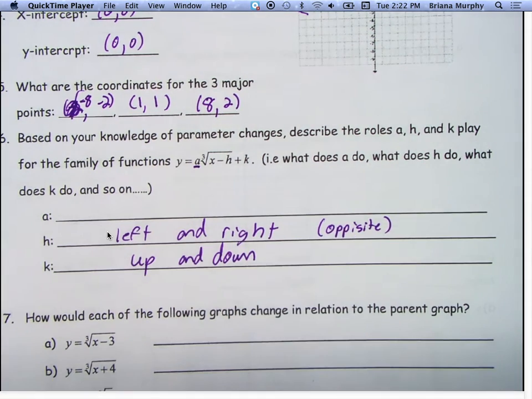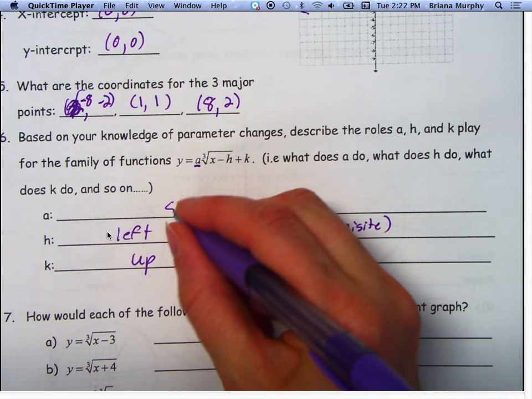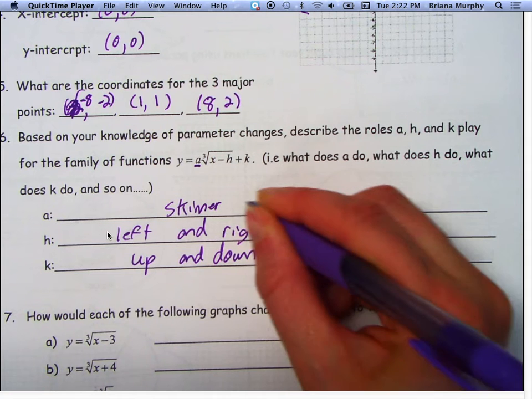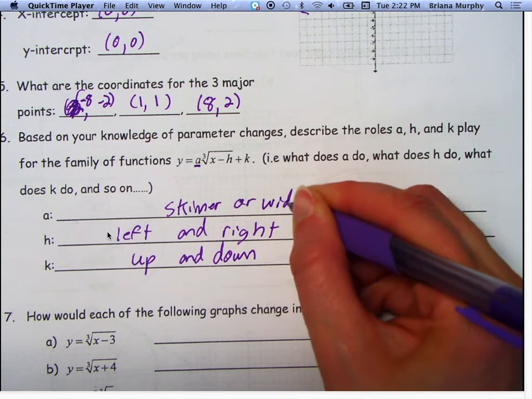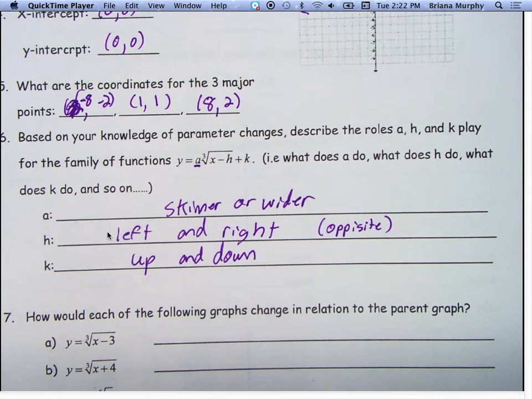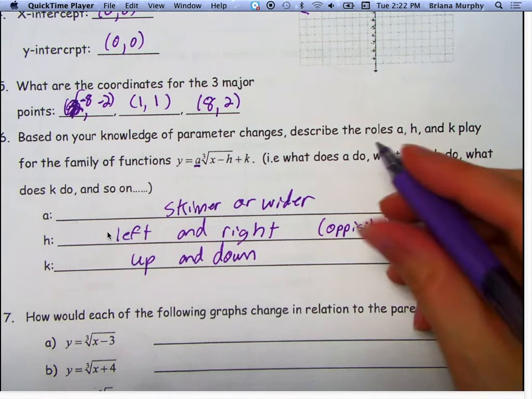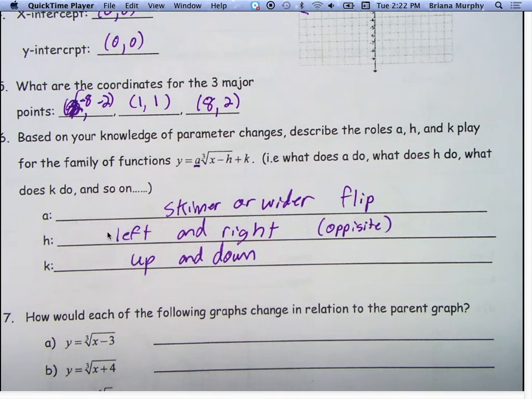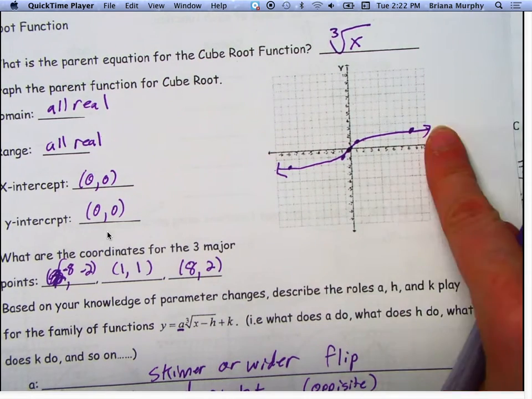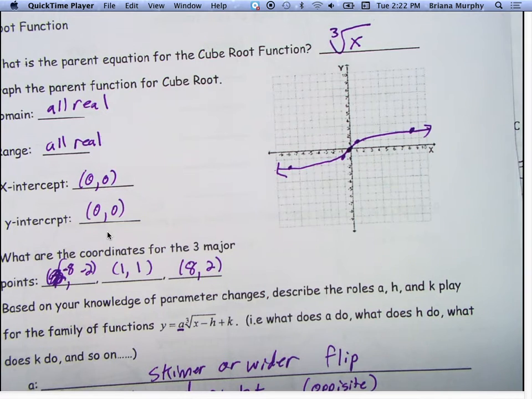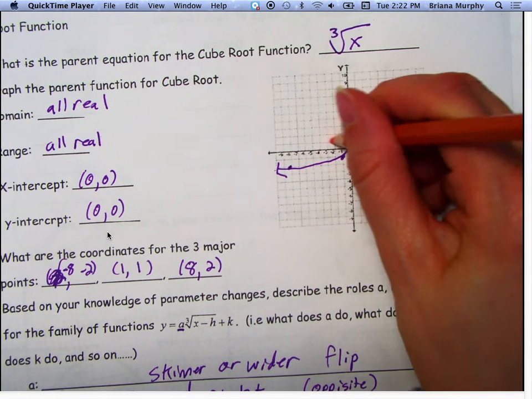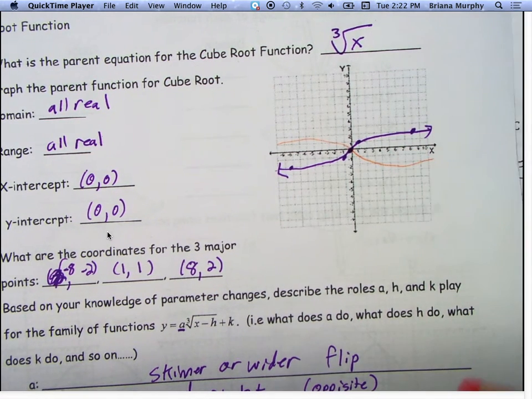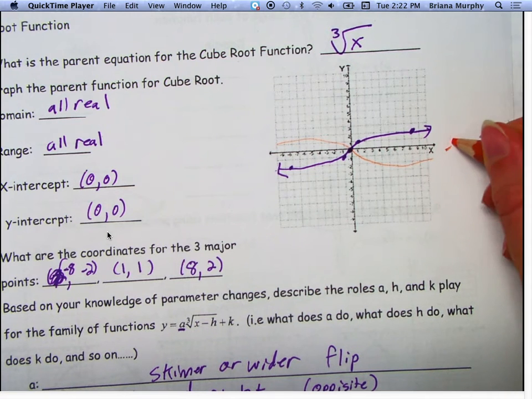Okay, let's think about that A. Times that. Skinnier or wider? And what else could it change? What if I stuck a negative in front of it? It'd flip it. So it doesn't really open because it's not the same thing, right? So if we look at this, don't write this in. The negative would be like that, right? That would be the negative cube root.